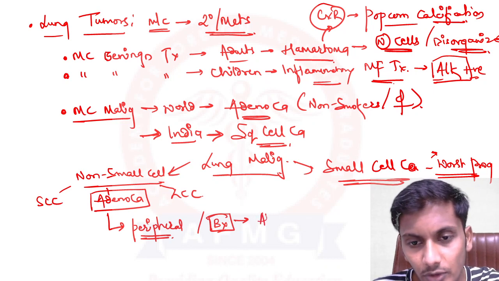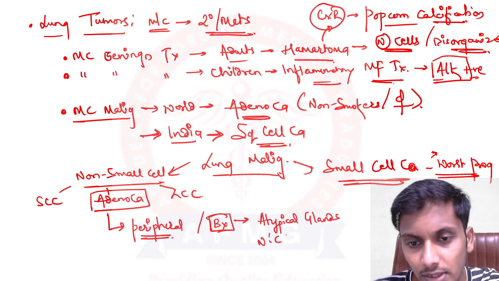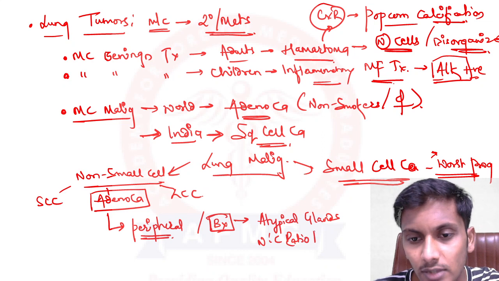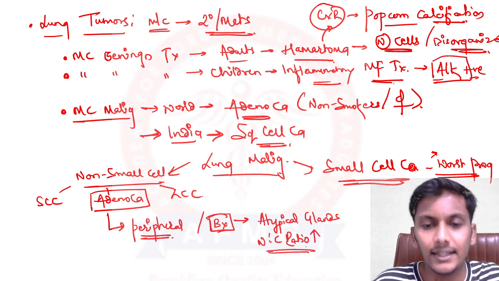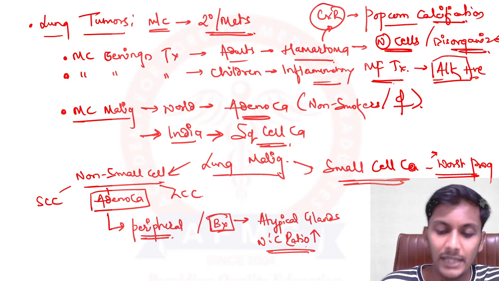Please remember, there would be atypical glands seen. As there is anaplasia, atypical glands would be seen, along with an increased N:C ratio. The nucleus to cytoplasmic ratio would be increased. The nucleus would grow larger in size. So the N:C ratio would be increased.